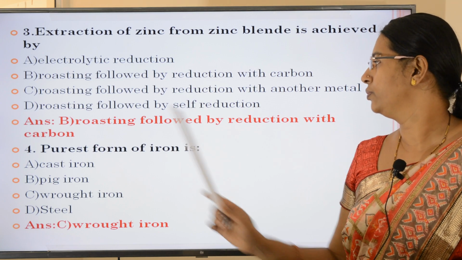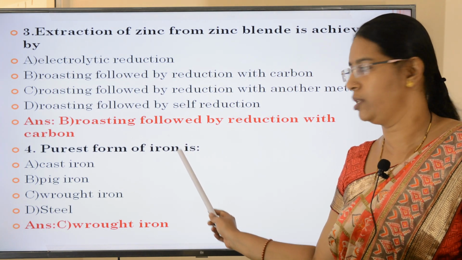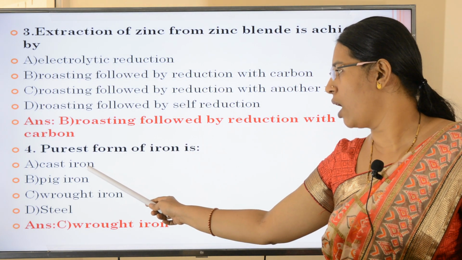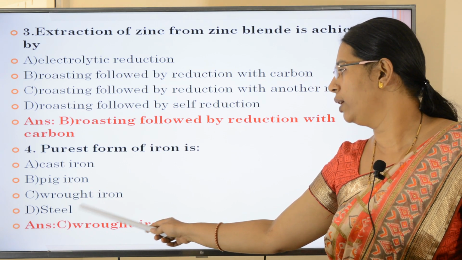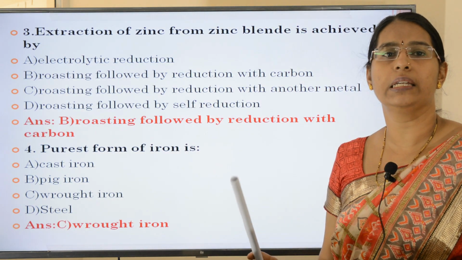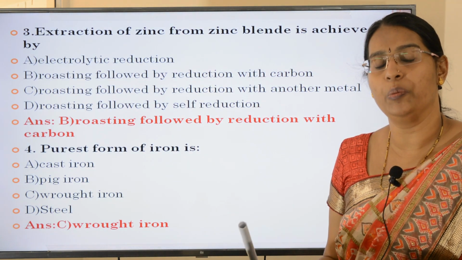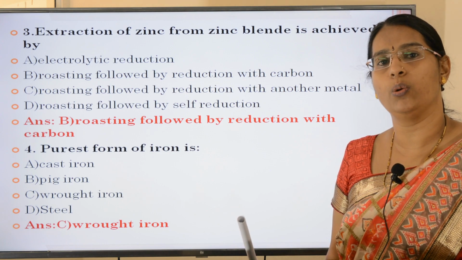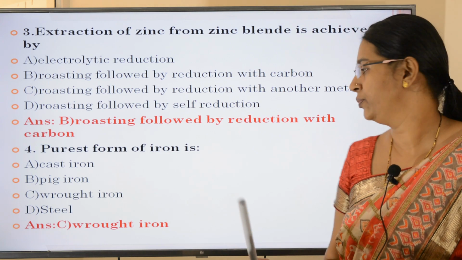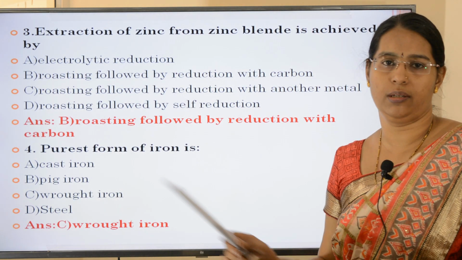Next question, the purest form of iron is, and the choices given are, first one cast iron, second one pig iron, third one wrought iron, and the last option steel. So we have discussed that the purest form of commercially available iron is wrought iron, also known as malleable iron. So the correct option is option C, wrought iron.